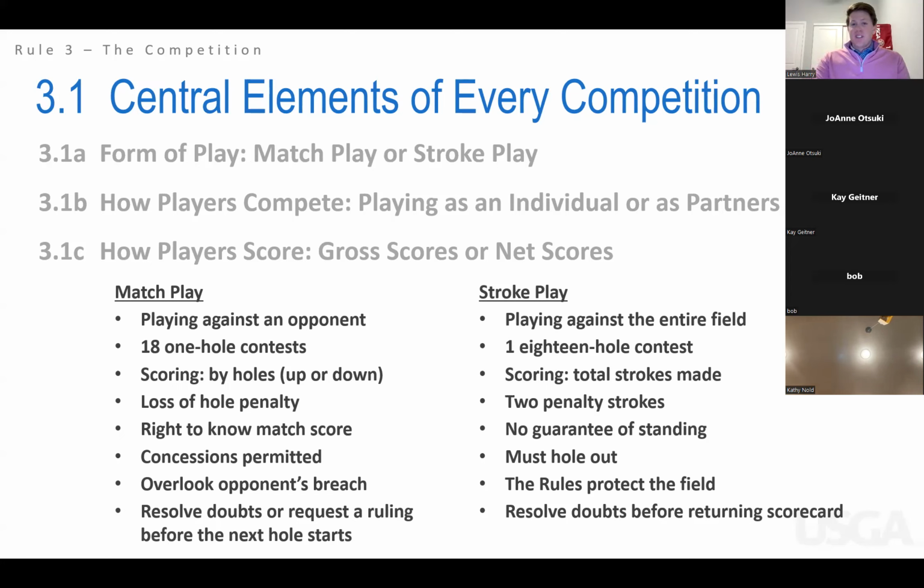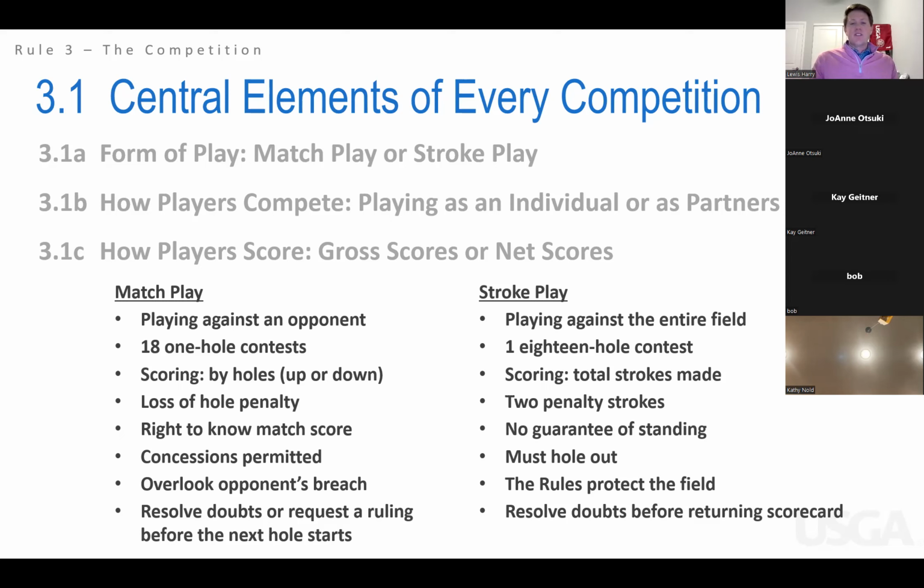The biggest key difference between the two forms of play is what we call the general penalty. General penalty comes up pretty often in the rule book. In the two forms of play, they're very different. In stroke play, a lot of us know the general penalty is a two-stroke penalty. However, when we get the general penalty in match play, it's just a loss of hole. The hole's over, our opponent has won, or we have won if the opponent gets that penalty.